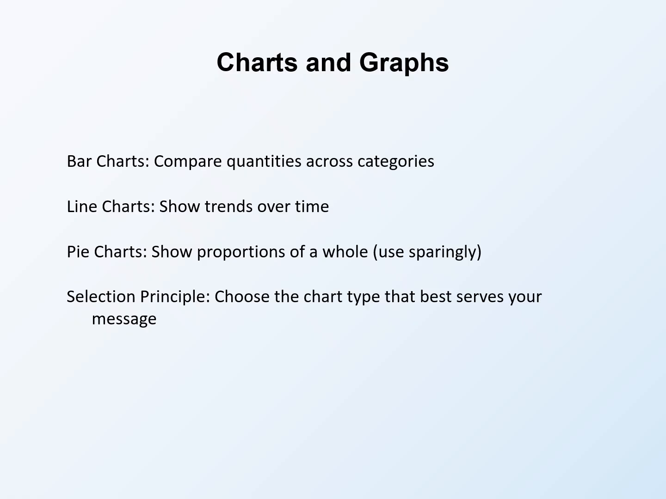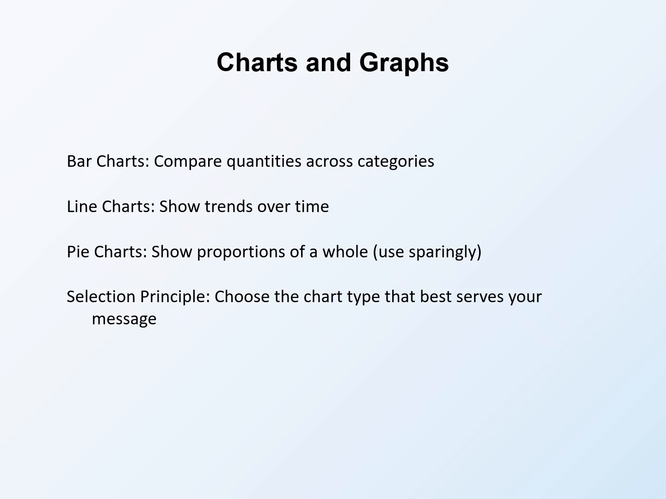Line charts show trends over time. If you want to demonstrate that a problem has worsened over years, or that your preliminary intervention showed improvement across months, line charts make these temporal patterns visible. Multiple lines can compare trends across groups.